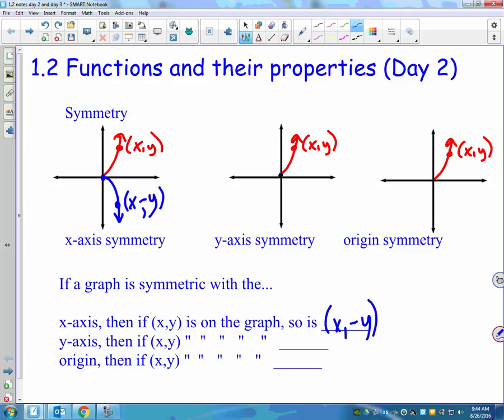I don't feel like anybody does the little quotation marks anymore. Y-axis symmetry. You're flipping it over the y-axis, so this would become like this. And what happens to that x, y point? Right. So it's negative x, positive y. So if it's symmetric with the y-axis, if x, y is on the graph, so is the point negative x, y.